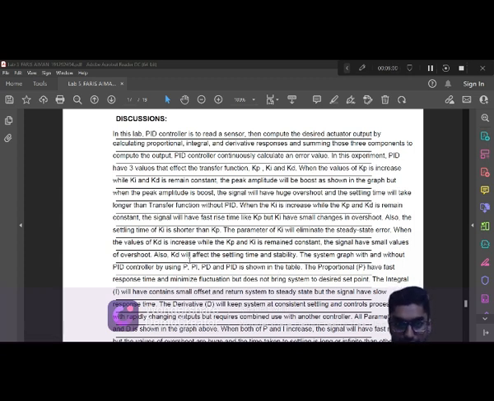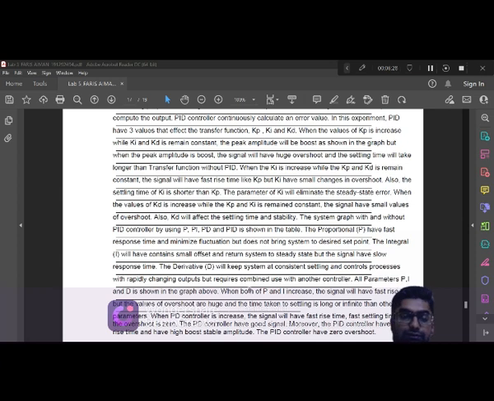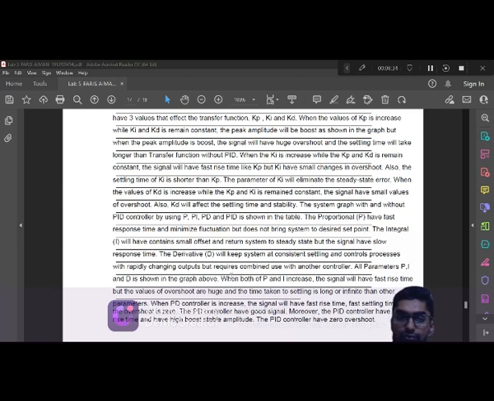Now the system graph with and without PID controller, using P, PI, PD, and PID, is shown in the table above. The proportional P has a fast response time and minimizes fluctuation, but does not bring the system to the desired set point. The integral I will contain a small offset and return the system to steady state, but the signal will have a slow response time. So we put in the derivative D, which will keep the system at consistent settling and control processes with rapidly changing output, but requires combined use with another controller. All the parameters P, I, D are shown in the graph above.